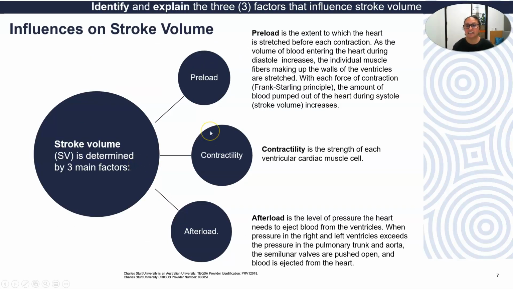Right, so now that we know what stroke volume is, we need to think about factors that can influence stroke volume. So there are 3 factors that can affect stroke volume. 3 factors that can make stroke volume go up or down. So the first one is preload. So preload just means how much the heart is stretched before it actually contracts.